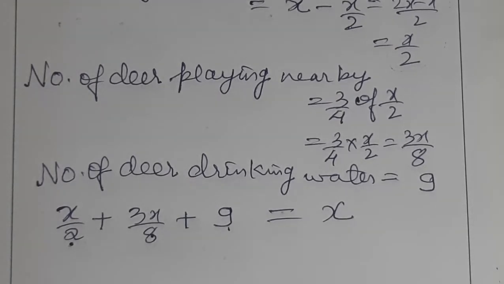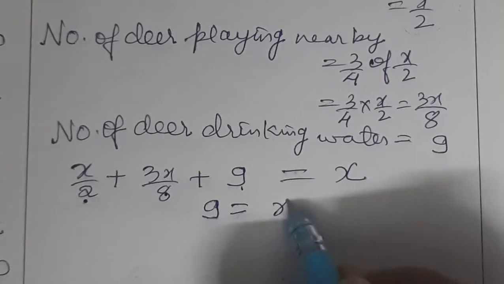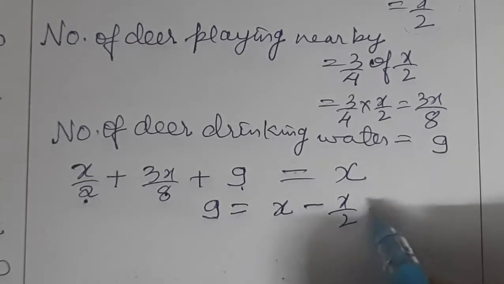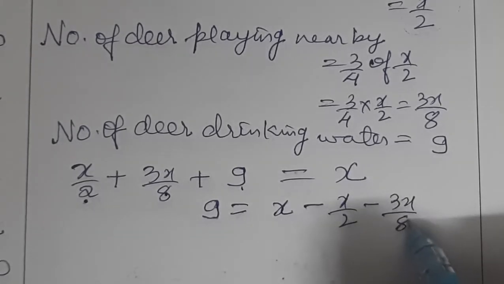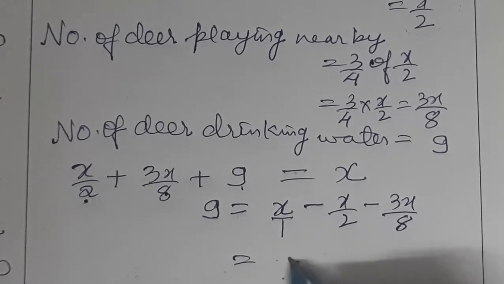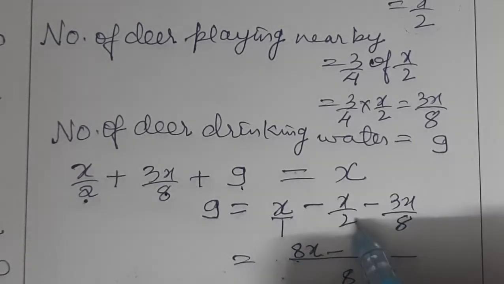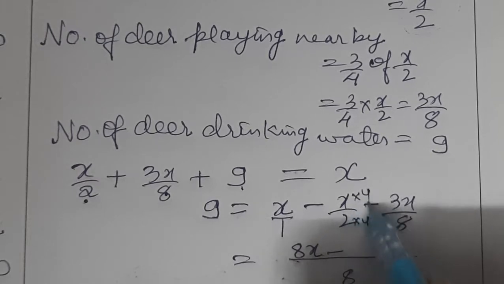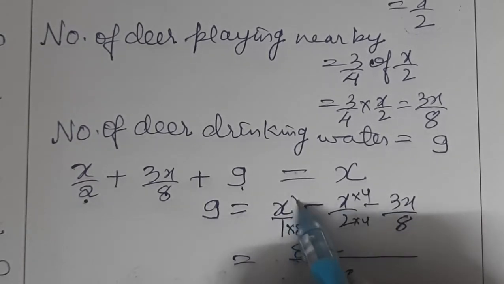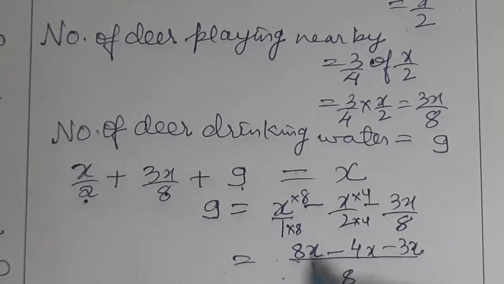Now let's solve, bringing variable to one side, constant to the other side. 9 equals x minus x by 2 minus 3x by 8. Bringing all variables to one side. Take LCM, denominators are not same. LCM is 8. So 8x, we will multiply by 4. Here multiply by 8. 8x minus 4x minus 3x.